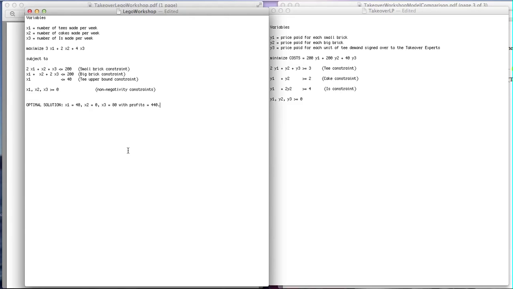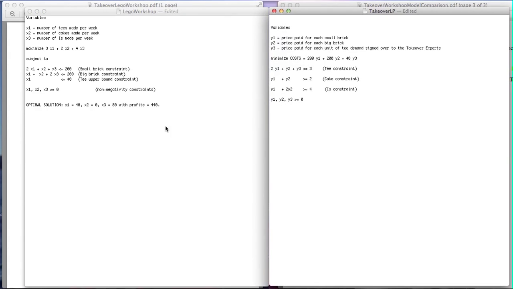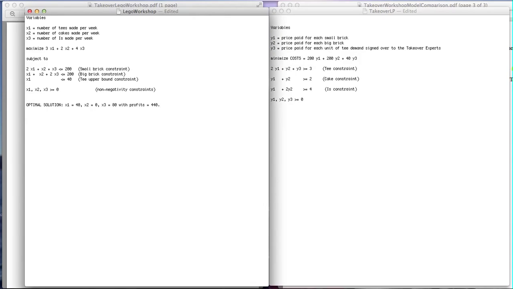If the Lego workshop can already make $440 on its own, then by the way we've designed the constraints in the takeover problem, it should cost the takeover experts at least $440 to take over the workshop, because the workshop can make $440 by not signing any of the resources over to the takeover LP.